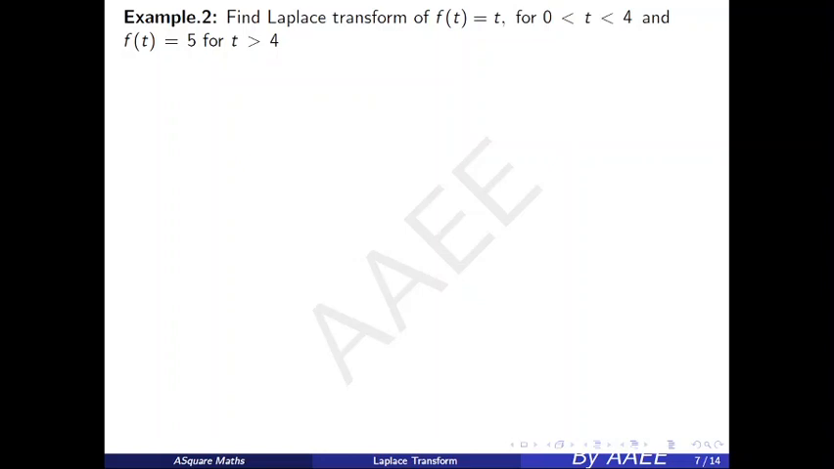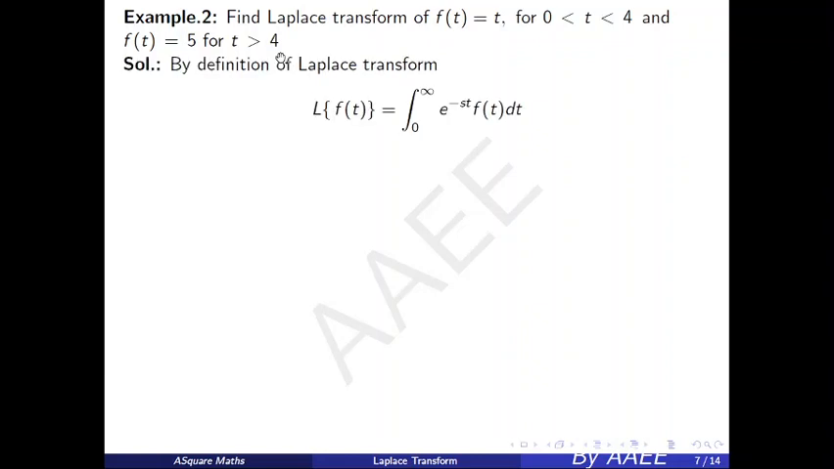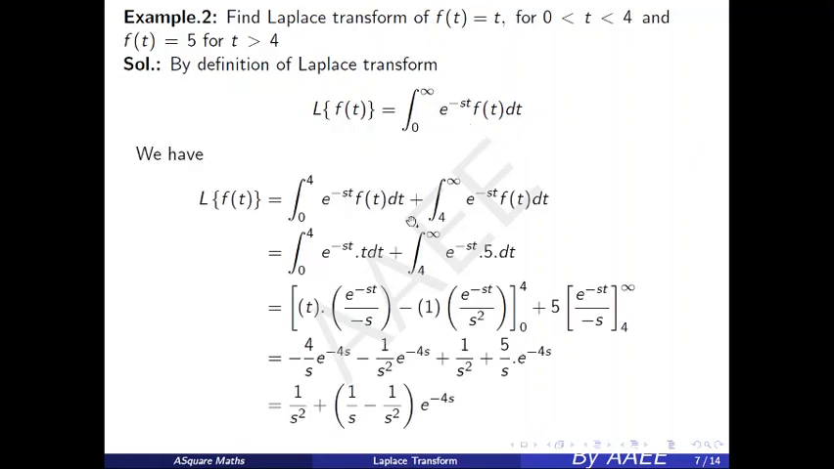Find Laplace transform of f of t is equals to t when t varies from 0 to 4 and f of t is equals to 5 for t is greater than 4. Again, similarly, by definition of Laplace transform of f of t is equals to 0 to infinity e raised to minus st f of t dt.